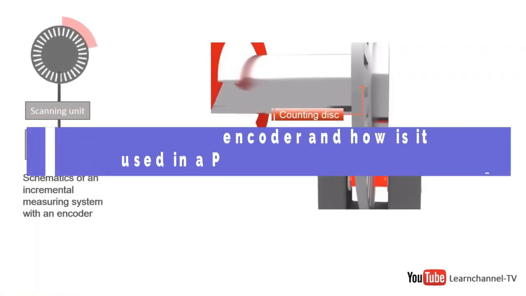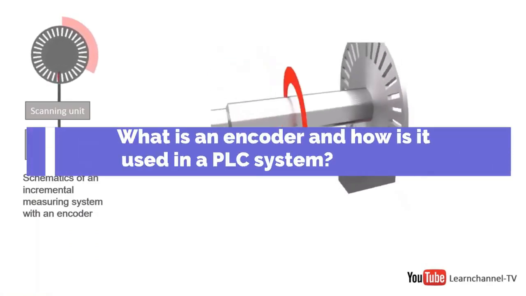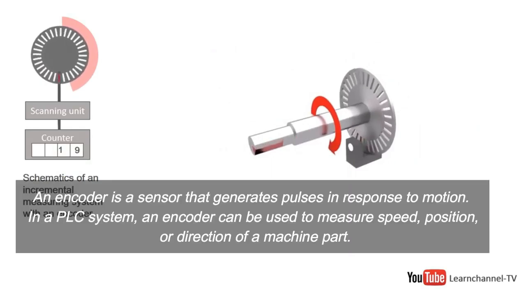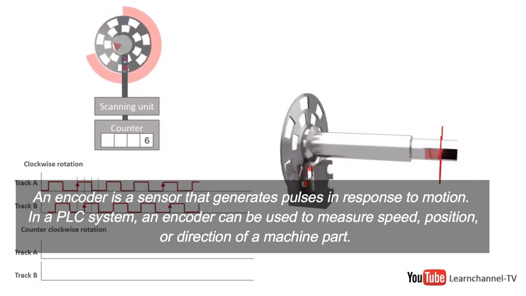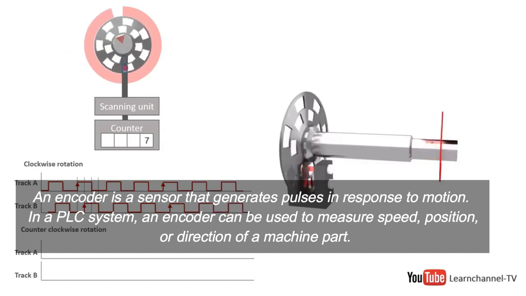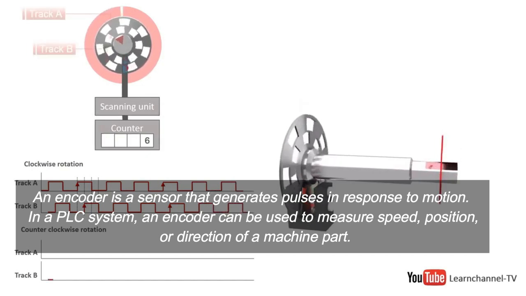What is an encoder and how is it used in a PLC system? An encoder is a sensor that generates pulses in response to motion. In a PLC system, an encoder can be used to measure speed, position, or direction of a machine part.